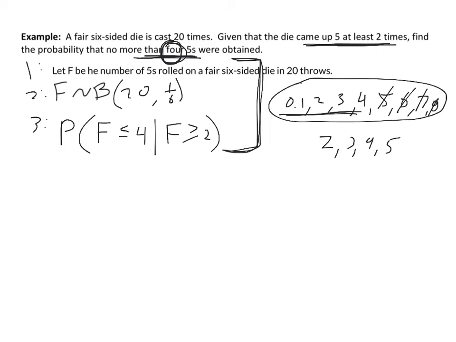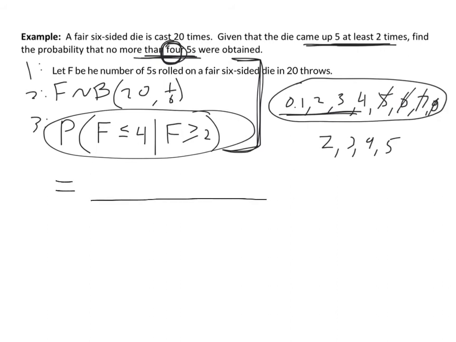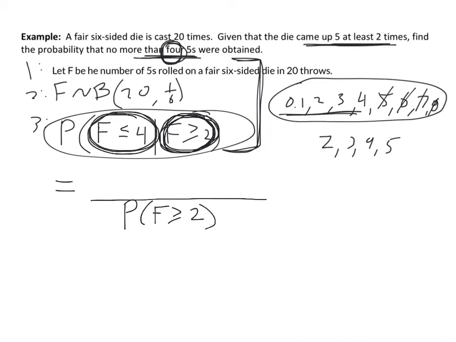Now I need to figure out what the equation for this is. Remember that my denominator is where I'm restricting myself to the sample space. So the probability that f is greater than or equal to 2. In the numerator, I need where both of these things happen, so where f is greater than or equal to 2 and f is less than or equal to 4. So I'm going to have the probability that 2 is less than or equal to f is less than or equal to 4.